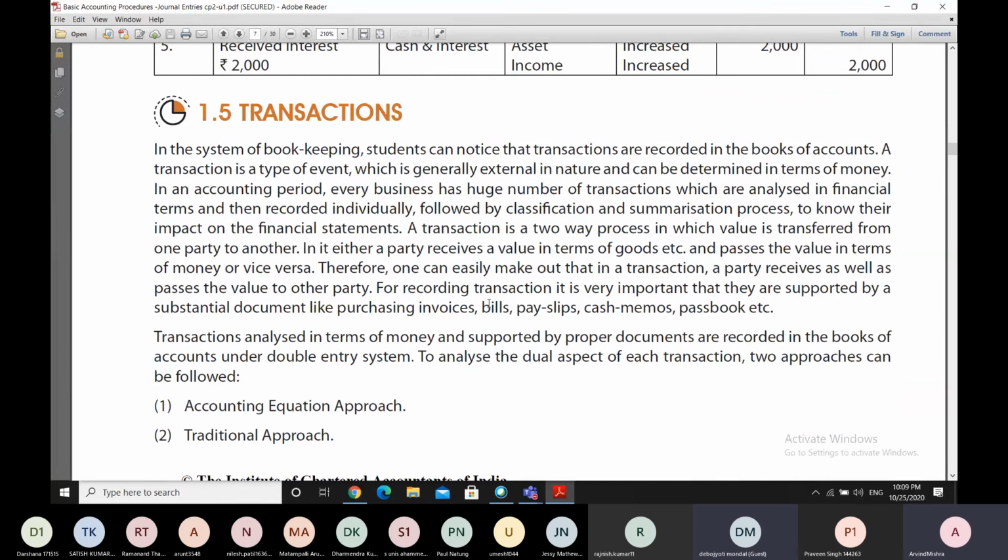Okay, so I think we can bring this session to an end with that. You can read through the document yourself also. We'll start with transactions in our session tomorrow morning, at 8 o'clock. So we have begun with journal entries and we are proceeding systematically.